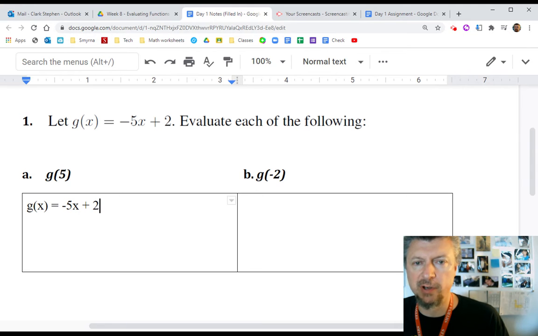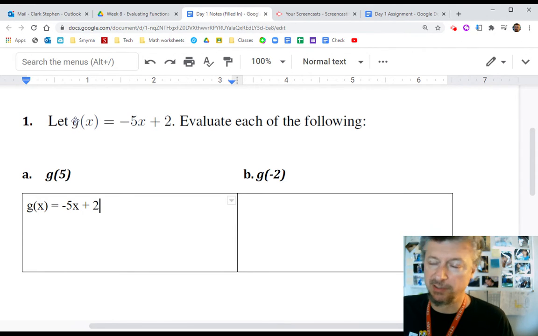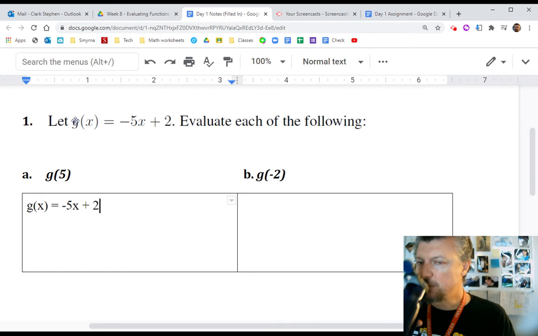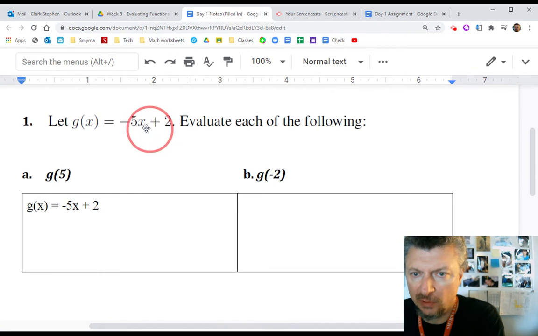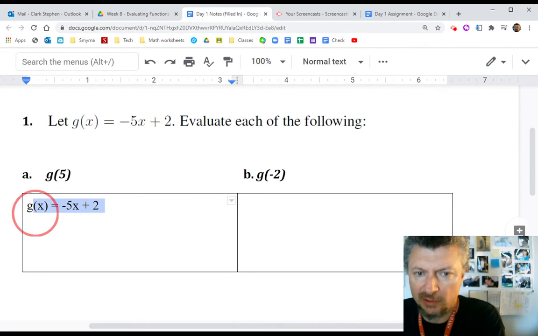Okay, so here's the equation we have here, g(x). We call that g of x. That's how we say it. So the equation is g of x equals negative 5x plus 2. And then I wrote it down here also. Okay, so there's your equation. g of x equals negative 5x plus 2. Now it says g of 5.